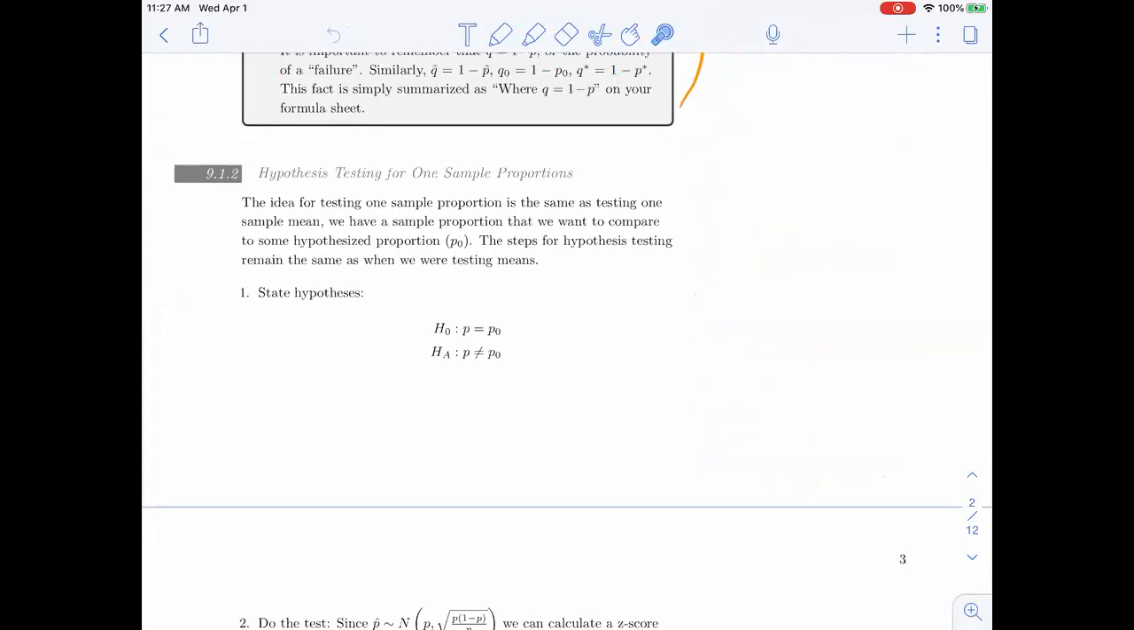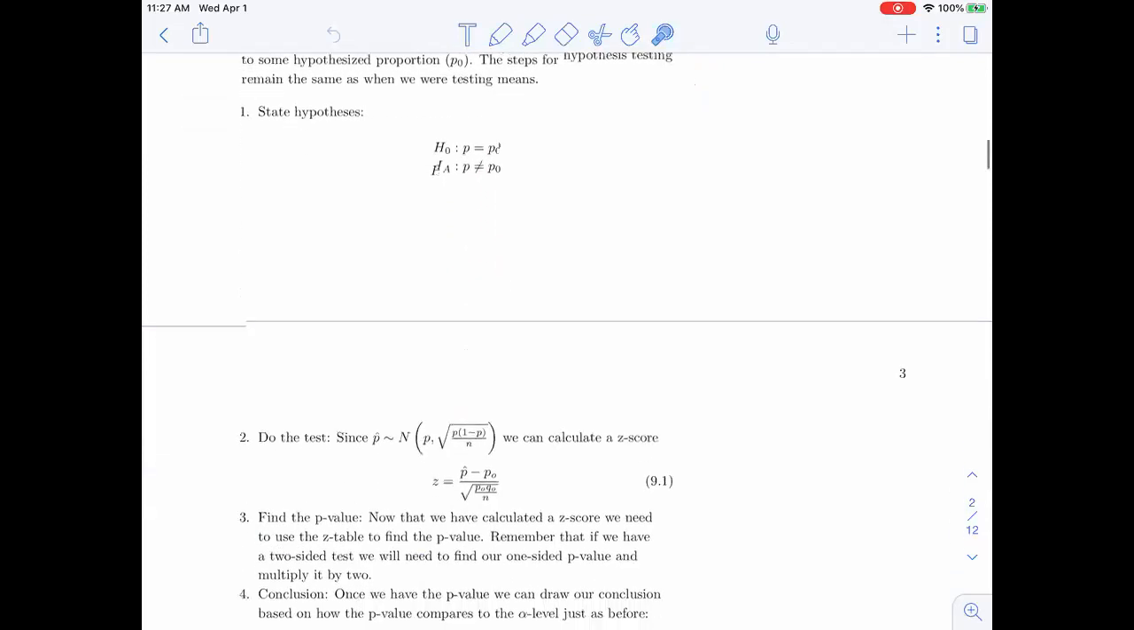So, like I said, it's the same as testing for one sample mean. There's going to be some hypothesized proportion p naught that you want to compare your sample proportion to. And again, we could have a two-sided test like this, or we could have a one-sided test, or another one-sided test, less than or greater than. It just depends on the question that you're testing.